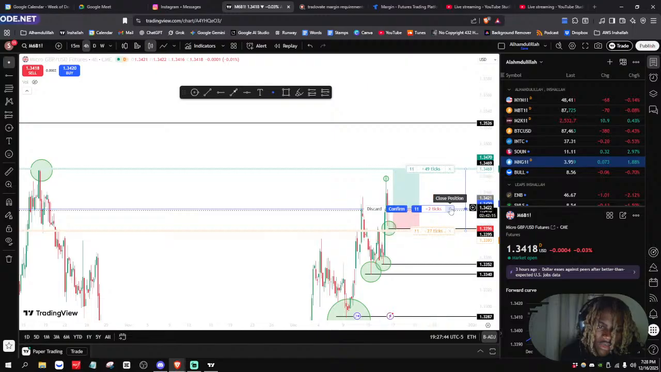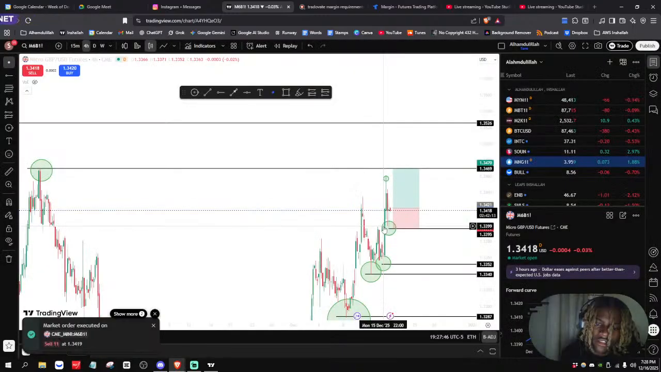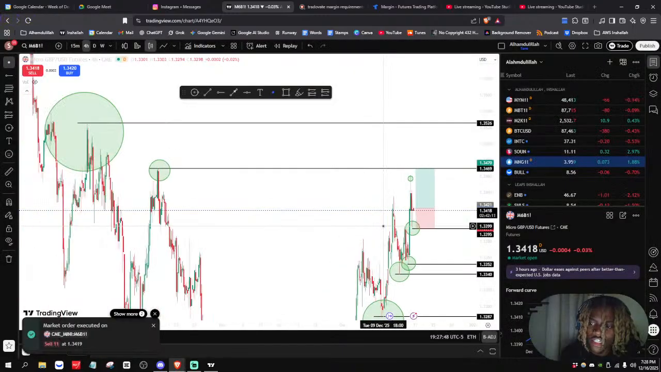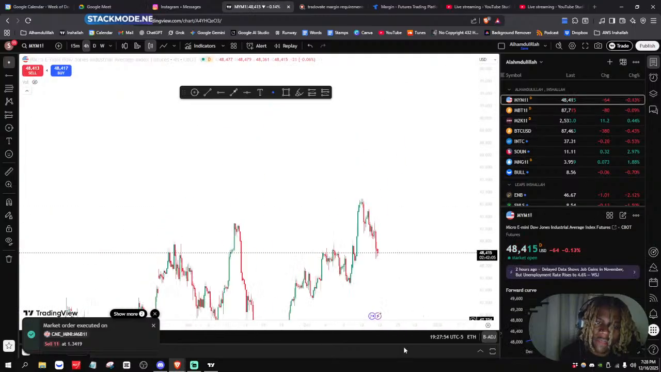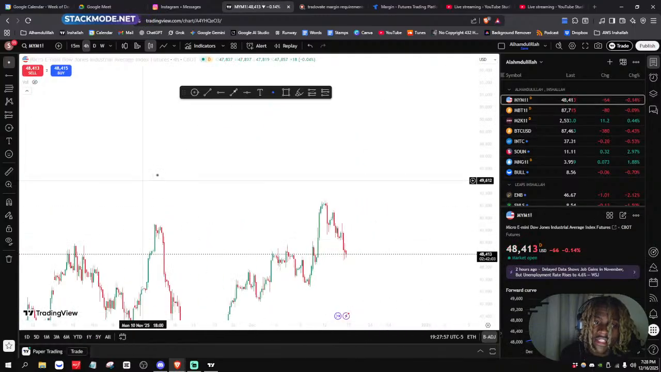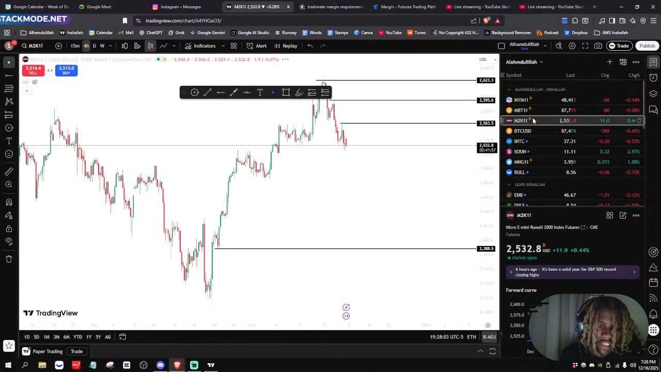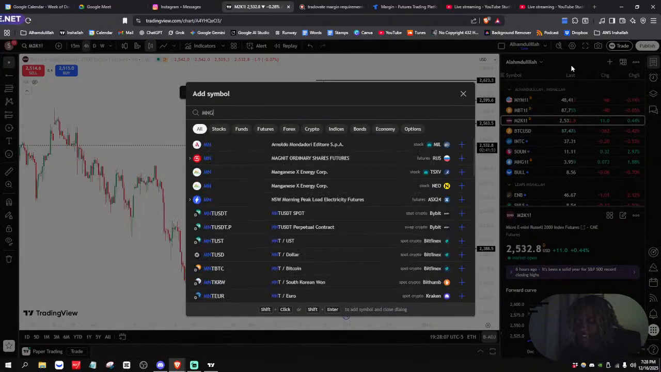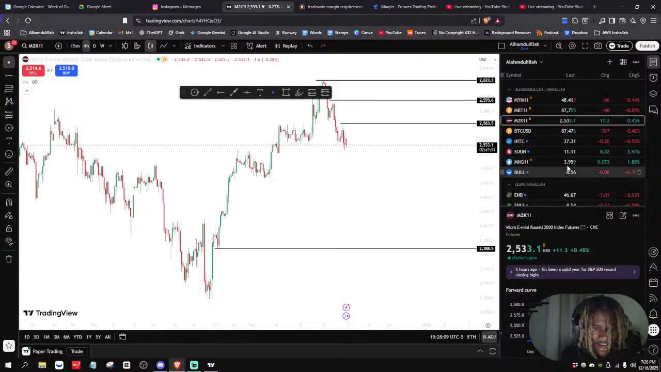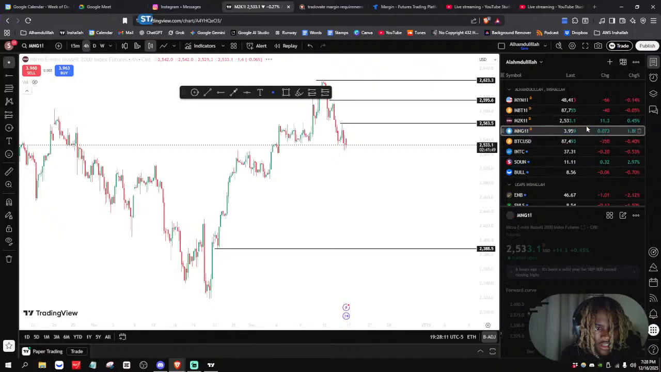Ideally you want to try and at least catch 1 to 3s minimum, because it gives your account some good room. But a lot of times you're going to be sticking to the MYM, micro Bitcoin, and micro Russell. And then you can do your micro natural gas too, since it does trend down really, really hard.